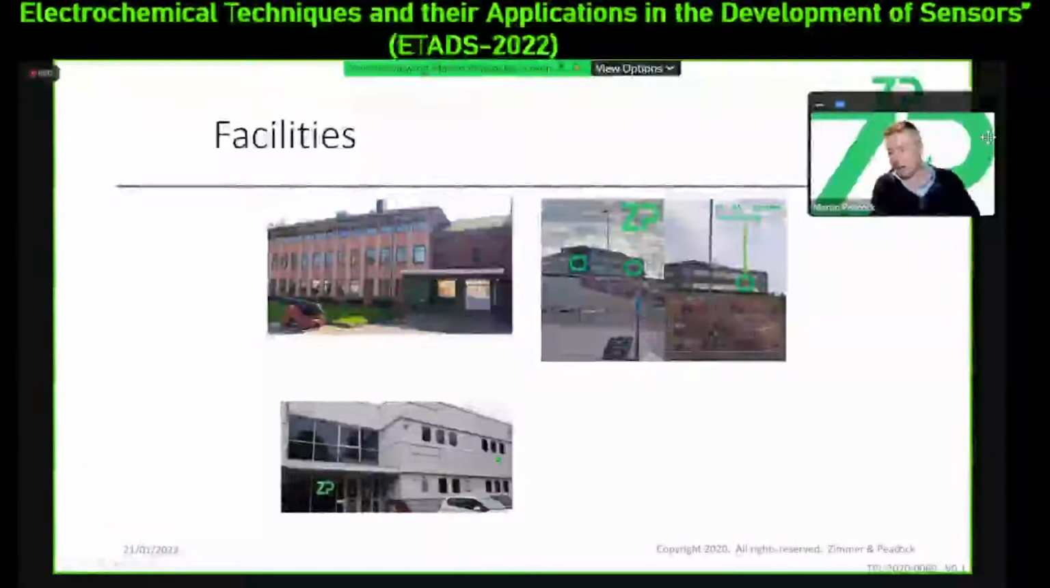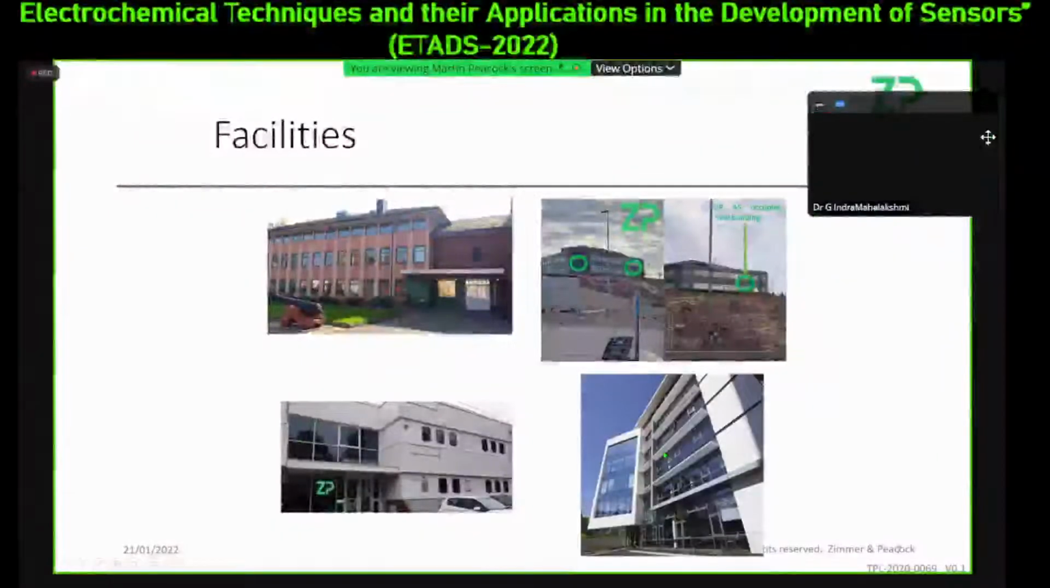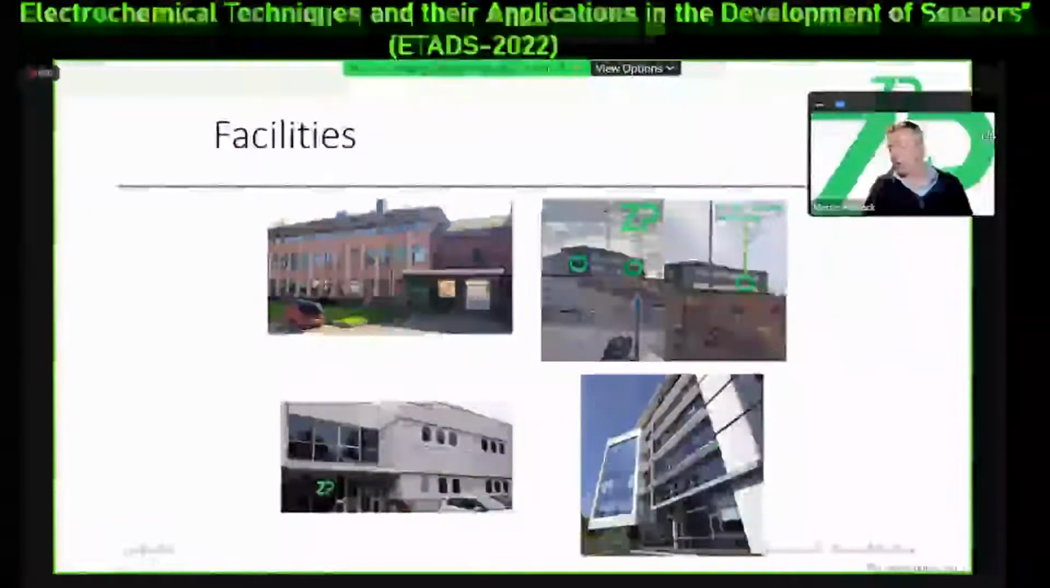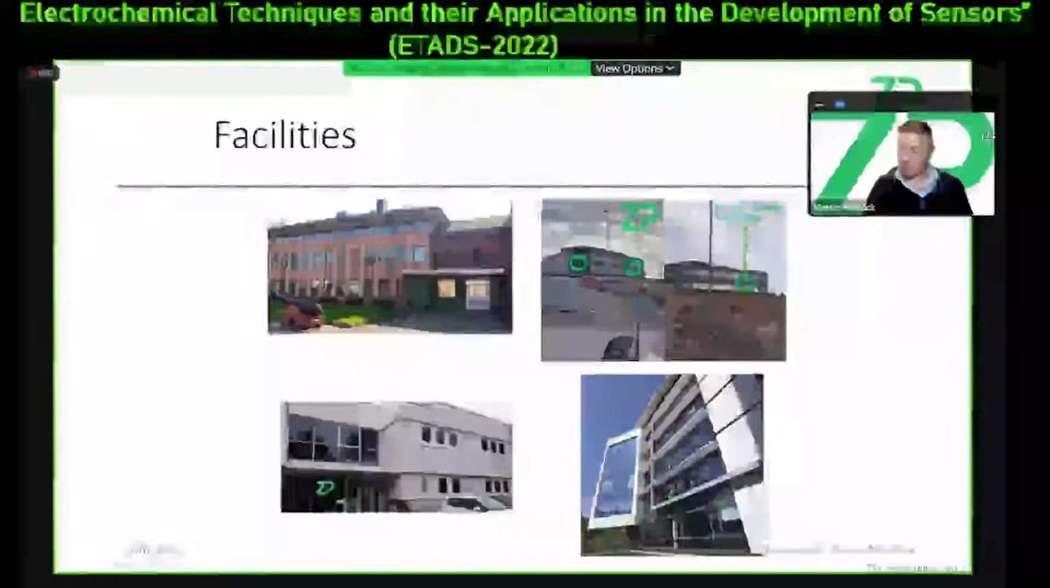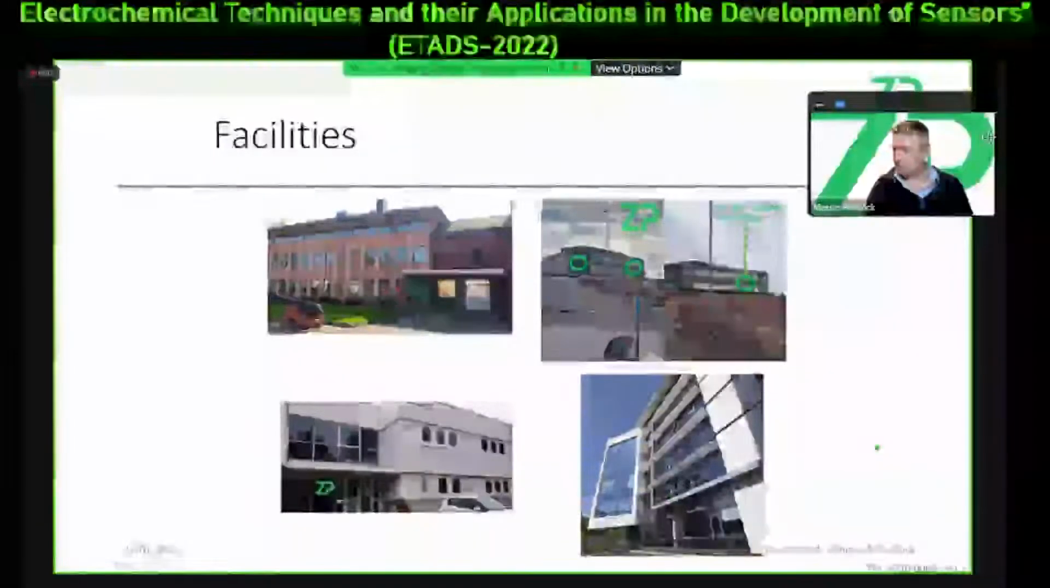This is a new R&D center that we've opened up in the UK. We have 2 labs here and office space. It's near the University of Warwick, in a town called Coventry. And this is a new office that we've opened up in Swansea, which is also on campus at Swansea as well.